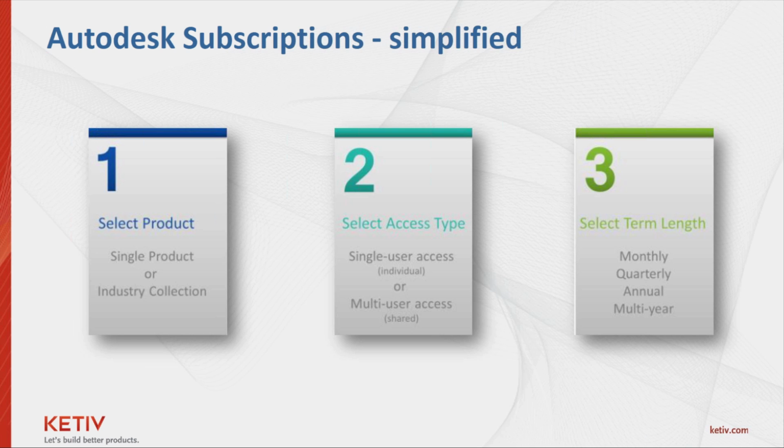The second selection would be selecting your access type. Single user access, which is your standalone licensing, or multi-user access, which is your network licensing, kind of your pool of shared licenses between a group of people. And 3, select your term length, however long you want that license to exist.